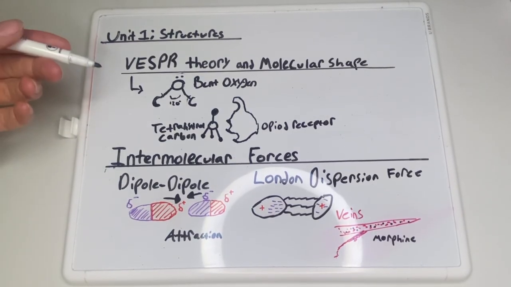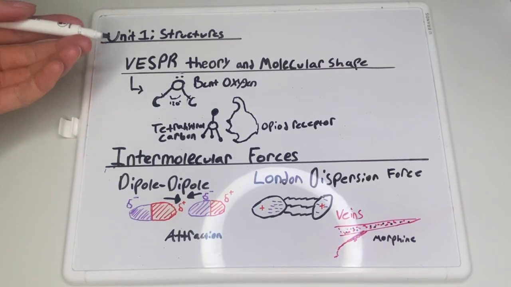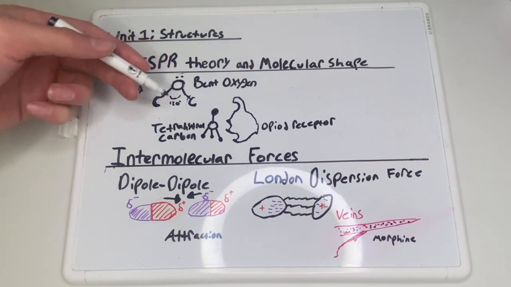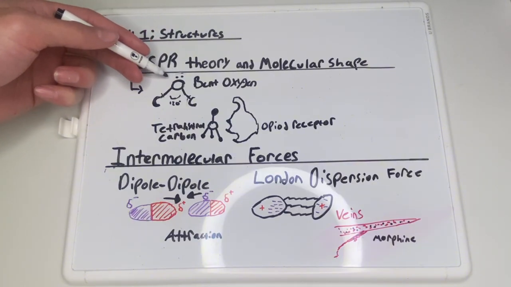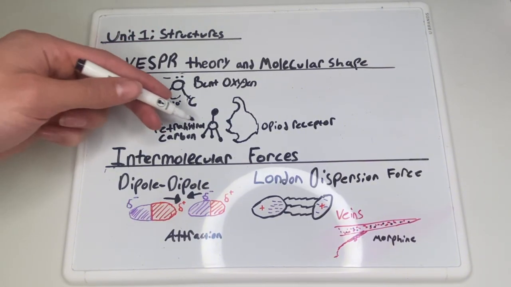VSEPR theory and molecular shape. Using VSEPR theory, we can predict the molecular geometry of morphine. The oxygen atoms have bent molecular geometry because lone pairs repel bonding electrons. The tetrahedral carbon arrangements create a 3-dimensional structure that perfectly fits opioid receptors in the nervous system.